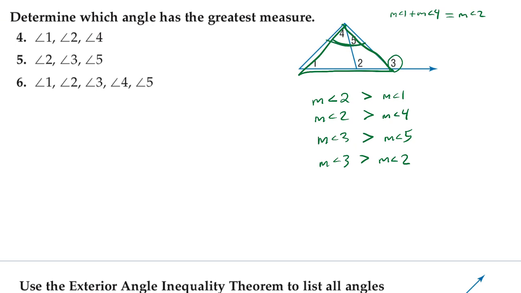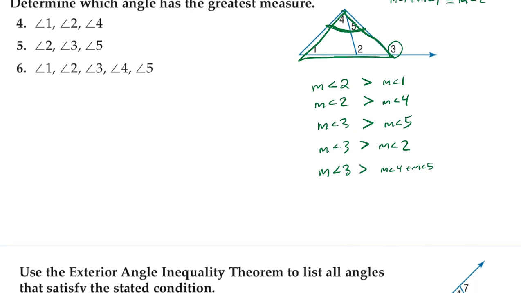So we know that the measure of angle 3 is bigger than this, and then we can add those up. That angle is measure of angle 4 plus measure of angle 5. So it's bigger than both of them added together. And since they're both positive, that means it's bigger than angle 5, which we already had, and it's bigger than angle 4 too. Okay? And then we also have it's bigger than this angle. So the measure of angle 3 is bigger than the measure of angle 1. So the measure of angle 3 is bigger than 1 and 2 and 4 and 5. So it's bigger than all of them.